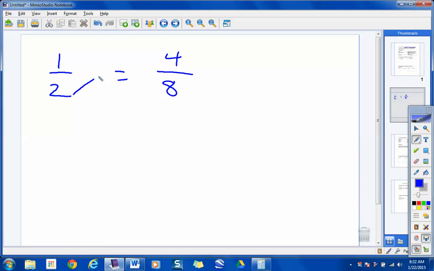Let's look at this cross product. What's 2 times 4? 8. One cross product here would be 8. Check this cross product out. What's 8 times 1 equal? 8. Oh my gosh. We said 1/2 and 4/8 were equivalent, right? If they're equivalent, what's true about their cross products? They equal the same. They're the same thing. Feel so good.